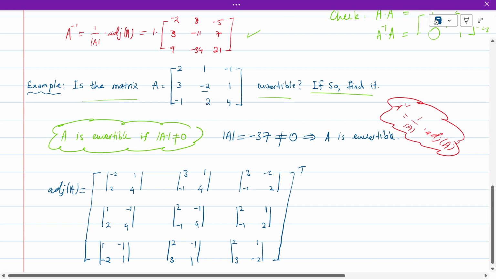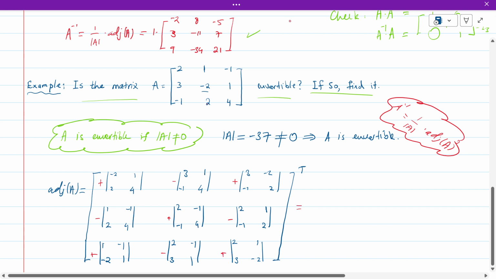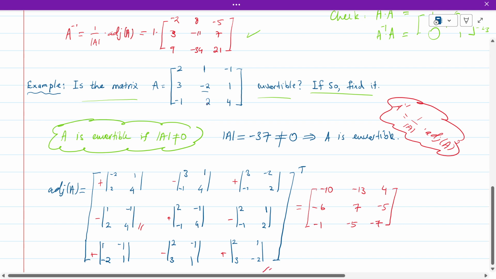Now it's time to put the signs: positive, negative, positive, negative, positive, negative, positive, negative, positive, and you can find this matrix. It is going to be 10, negative 10, negative 13, 4, and here will be 4, plus 2, 6, negative 6, 7, negative 5, negative 1, negative 5, and the last one is 7.